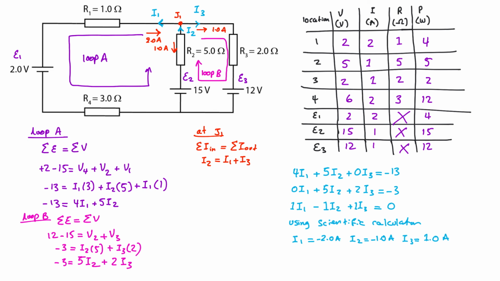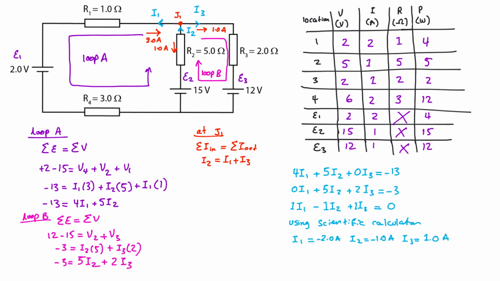So a very quick summary of solving questions with multiple cells. Usually if you have multiple cells that are connected in series, you can just add them up. It's not a problem. But if you have them in parallel, what you want to do is use Kirchhoff's laws, because it's much harder to find a proper equivalent resistance.